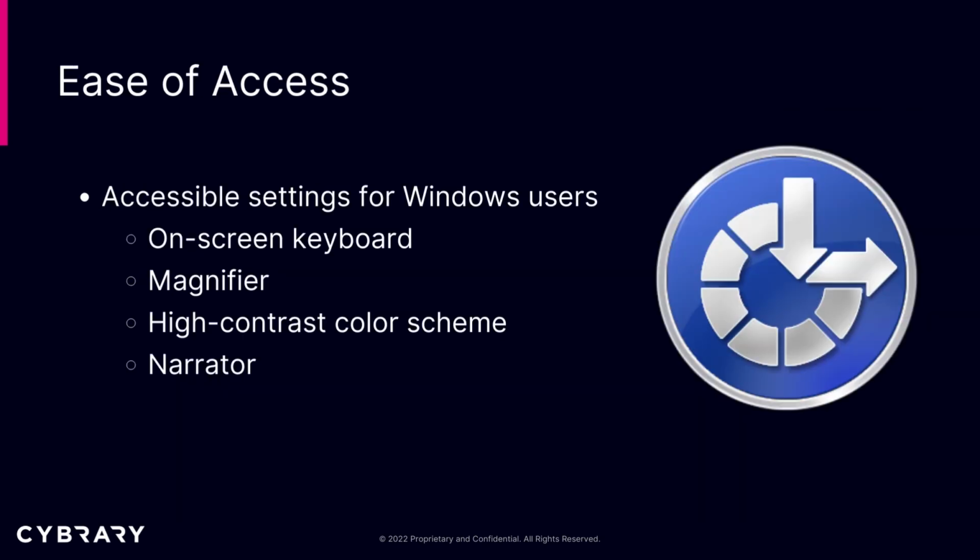Ease of use is another utility that you'll see. This is accessibility settings for Windows users: on-screen keyboard, magnifier, high contrast color scheme, and narrator.